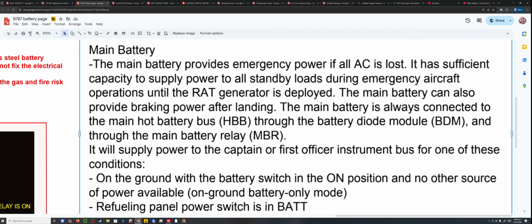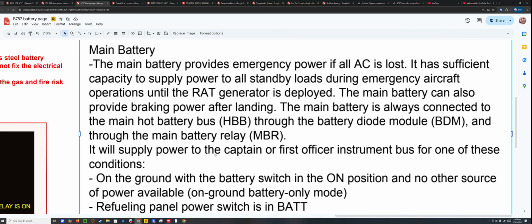Okay, the main battery is always connected to the main hot battery bus through the battery diode module and through the main battery relay. Now that's a little bit incorrect because the main battery relay is after the hot battery bus. Okay, so it goes battery, diode, hot battery bus, main battery relay, first instrument bus.